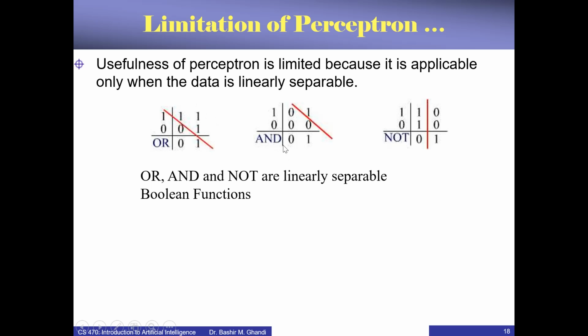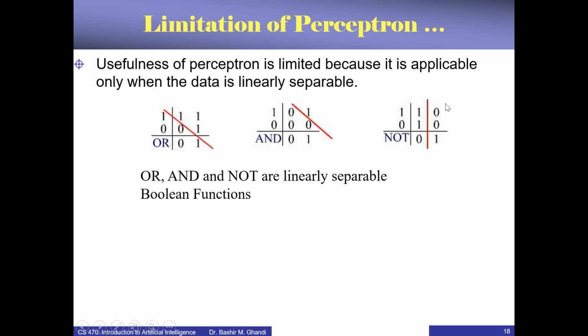If you take the AND, it's the same thing. In the AND, you will only get a 1 if both your two input values are 1. So if x1 is 1 and x2 is 1, then you're going to get 1. 1 and 1 is 1. Any other combination is 0. So 0 and 0 is 0. 0 and 1 is 0. 1 and 0 is also 0. So again, clearly you can draw a single straight line to separate the zeros and the ones. And therefore, this data is again linearly separable.